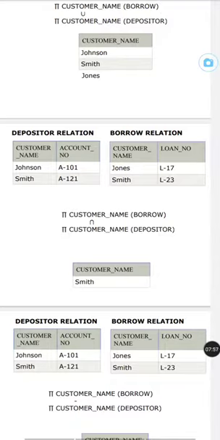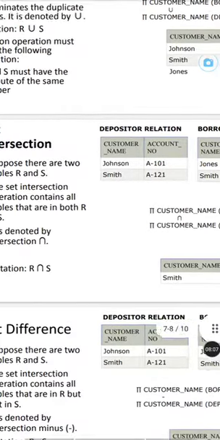As we have studied these things in mathematics, that is union, intersection and all, the similar concept is applied here to retrieve the data from the relations. So this is the one.